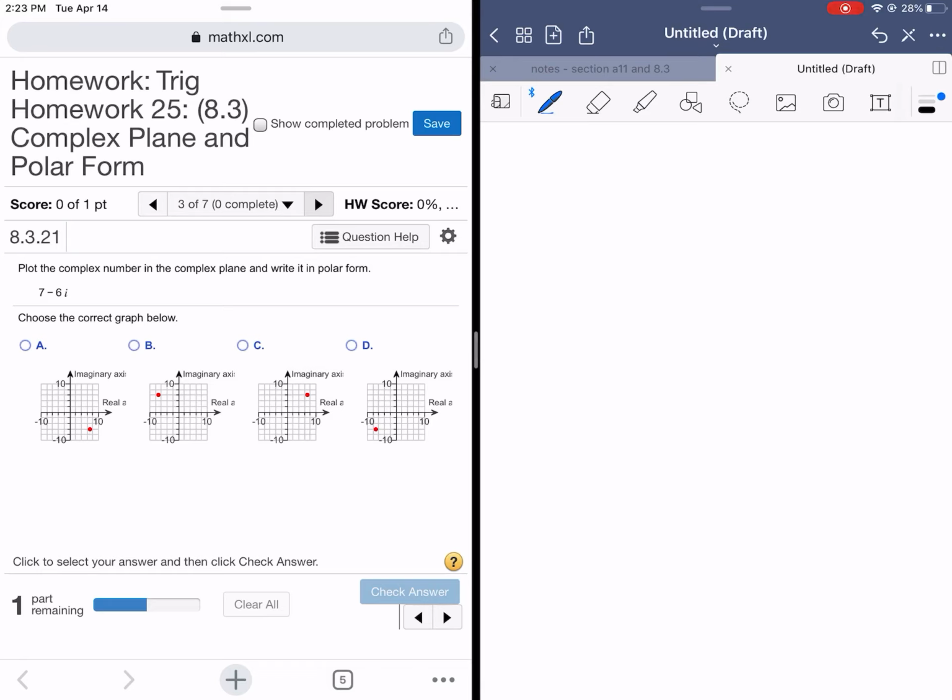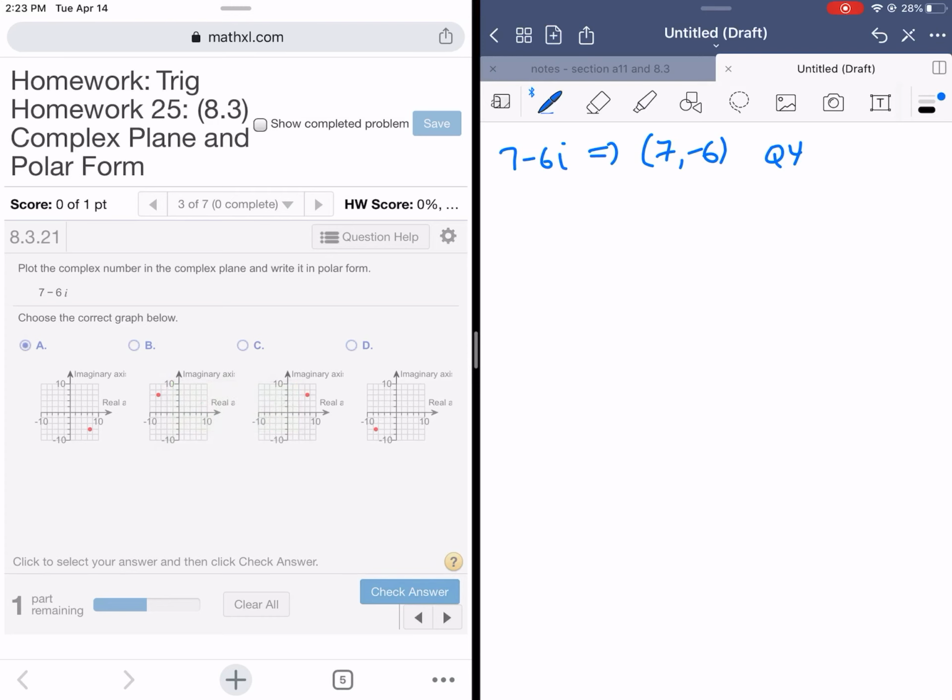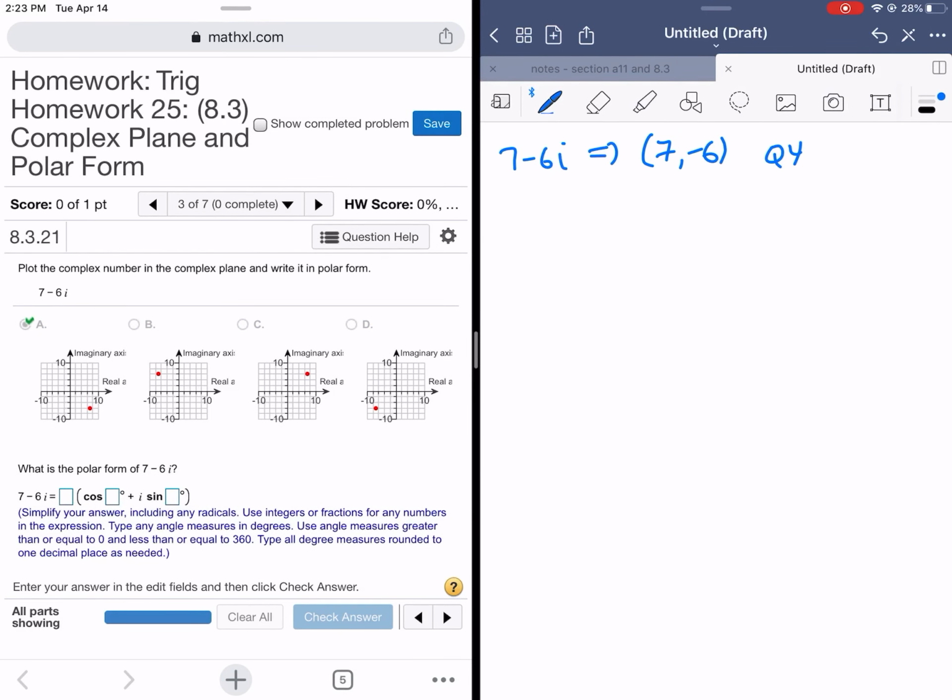So what we want to do is plot the complex number 7 minus 6i in the complex plane and then write it in polar form. So remember, 7 minus 6i is like plotting the point (7, -6) in the complex plane. And so we know that that point is going to be in quadrant 4 since it has a positive real part and a negative imaginary part. And the only answer choice here that is in quadrant 4 would be letter A, and it tells us that that is correct.